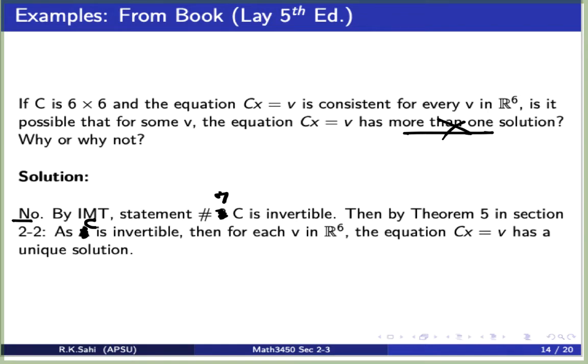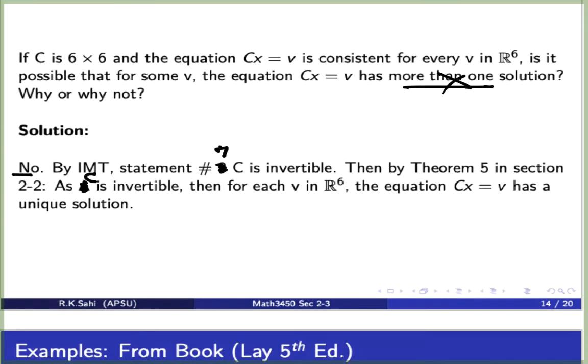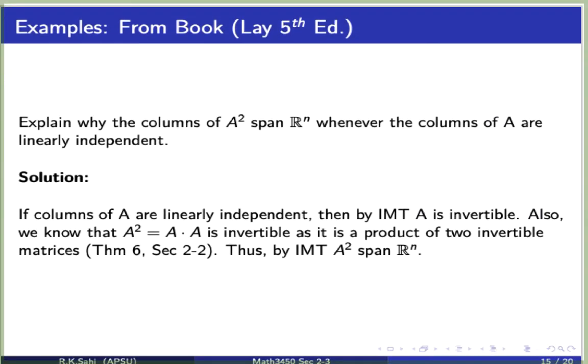Okay, continuing further. Explain why the columns of A squared span Rn whenever the columns of A are linearly independent. Now, if the columns of A are linearly independent, by the IMT, A is invertible.